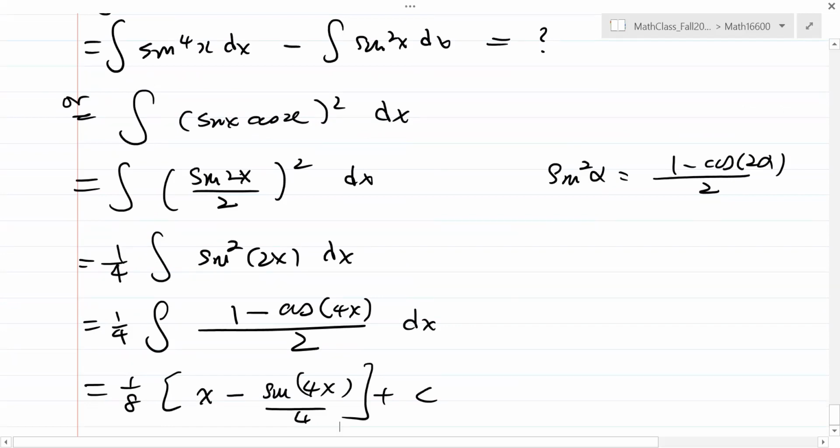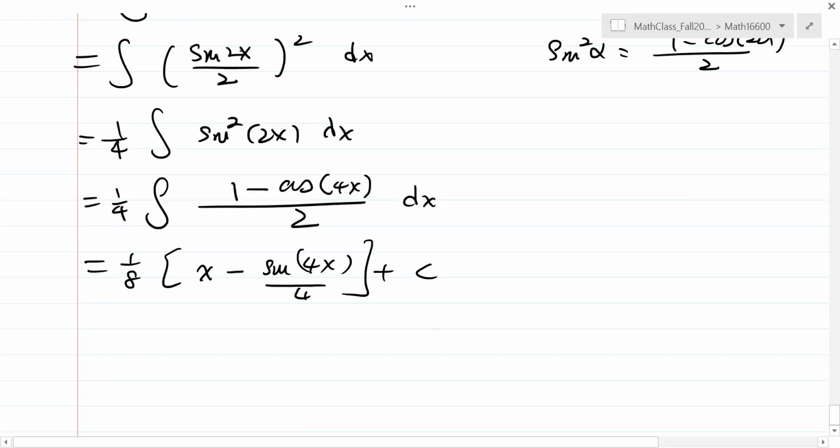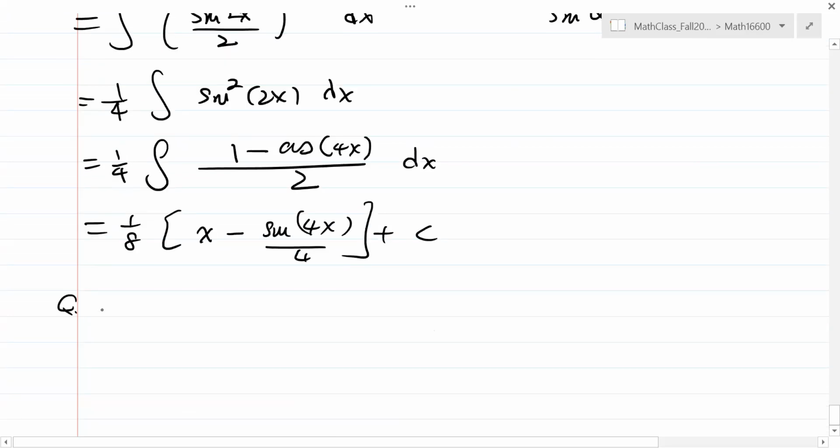Okay, sine x. We spent so much time on the sine and cosine. The last minute, I'm going to talk about tangent x. The integral of tangent x. Well, we should know that integral of tangent x, right? The integral of tangent x is pretty well known.